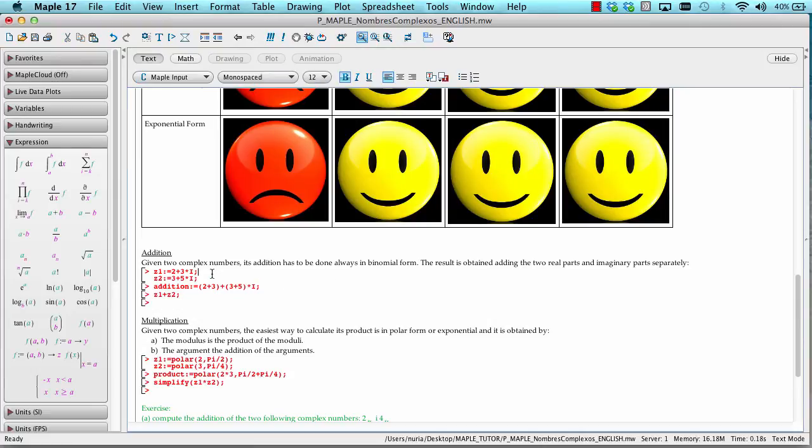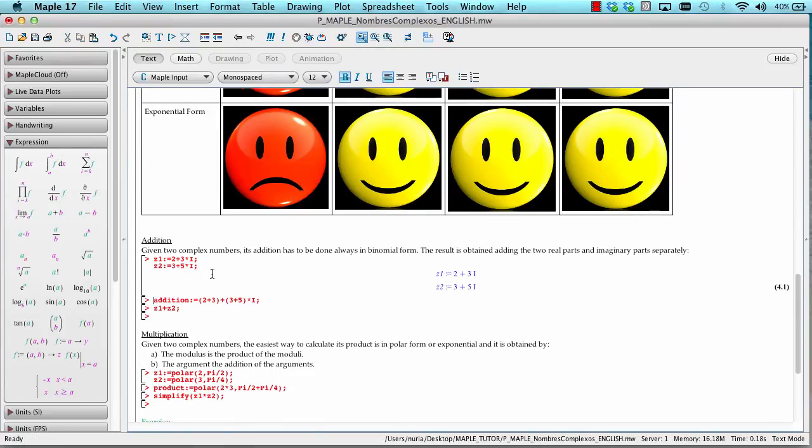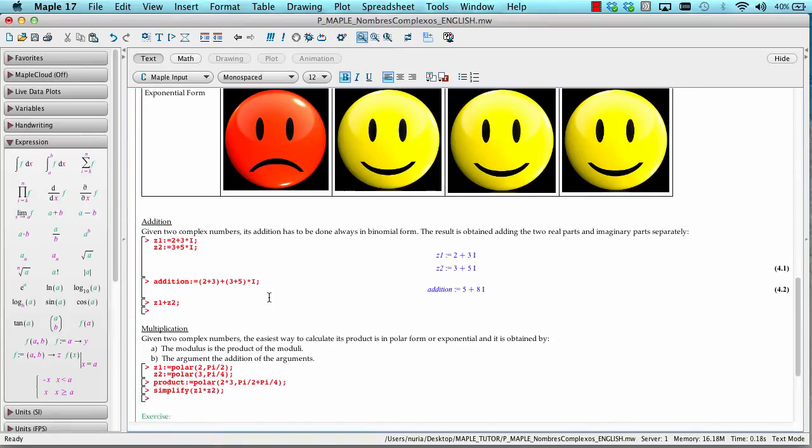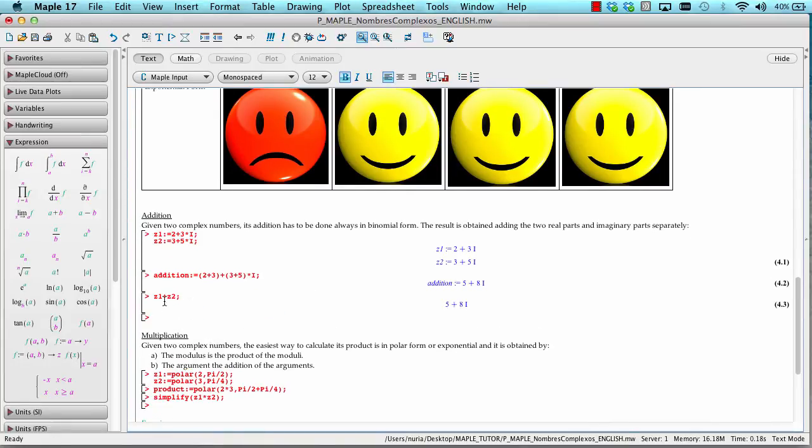Addition, it's really easy. We define two numbers, and then in order to add, you add the two real parts and the two imaginary parts. So the result is going to be 3 plus 8i. But we can directly do it using the plus operation. So Maple knows how to add two complex numbers without having to do it by hand.